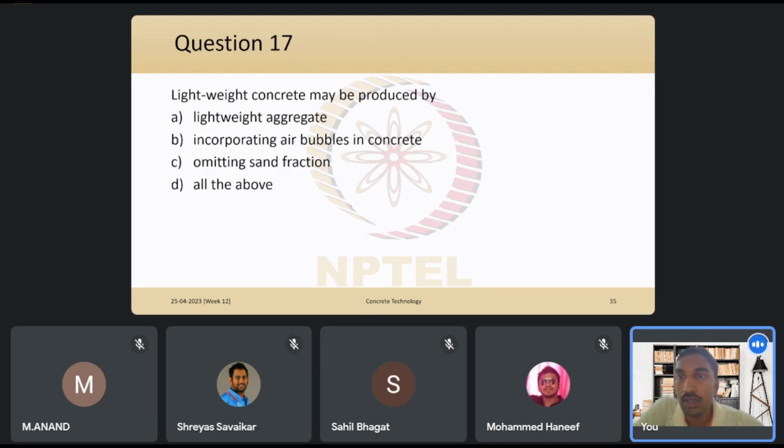Okay, moving on to question number 17. Lightweight concrete may be produced by, options are lightweight aggregate, incorporating air bubbles in concrete, omitting sand fraction. Option D, all the above.